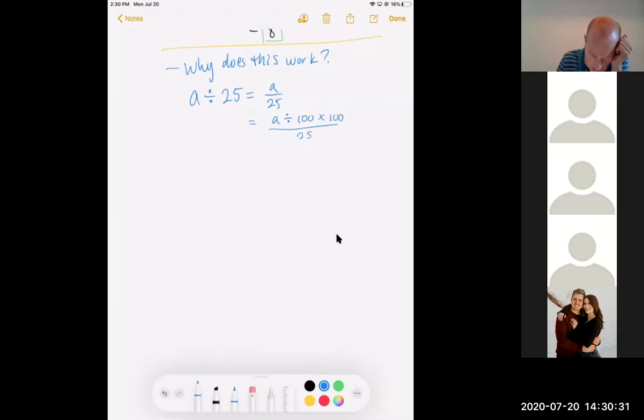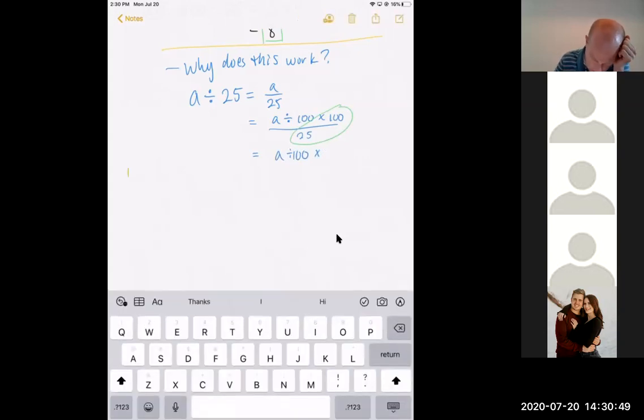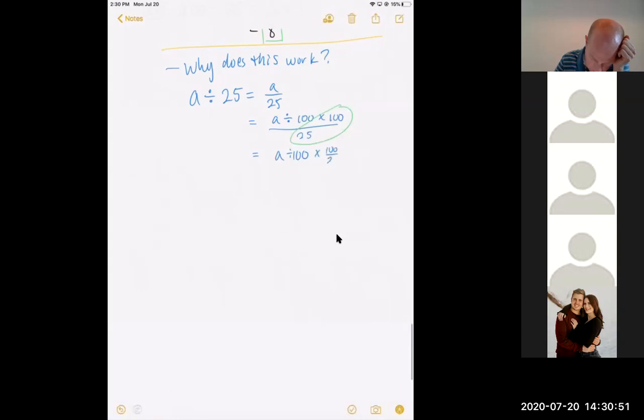Now we chose 100 here. You can use any number if you want, but you chose 100 because when you divide by 25, this part right here will work out nicely. So we take our number, divide by 100, and then multiply by 4, or multiply by 100 over 25, which is the same as A divided by 100 times 4. Okay, so that's why the process works there.